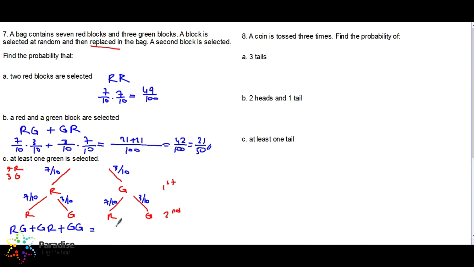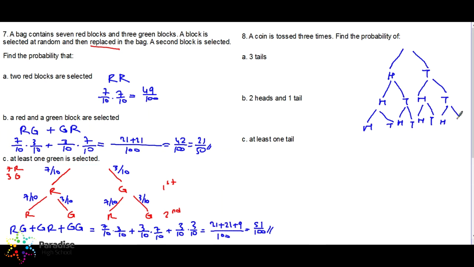So what is the probability? RG is 7 over 10 times 3 over 10, plus it can be green and red, 3 over 10 times 7 over 10, plus GG, 3 over 10 times 3 over 10. If I write common denominator 100, that will come 21 plus 21 plus 9, which is 51 over 100. So the answer is 51 over 100.